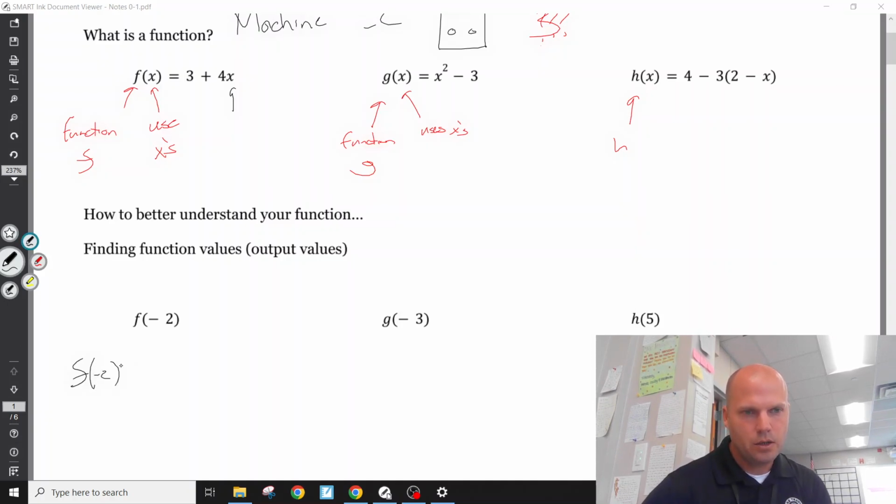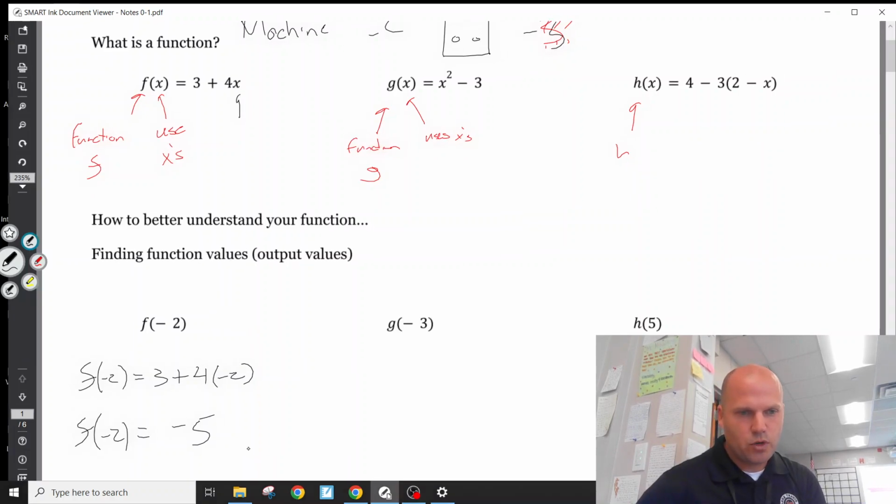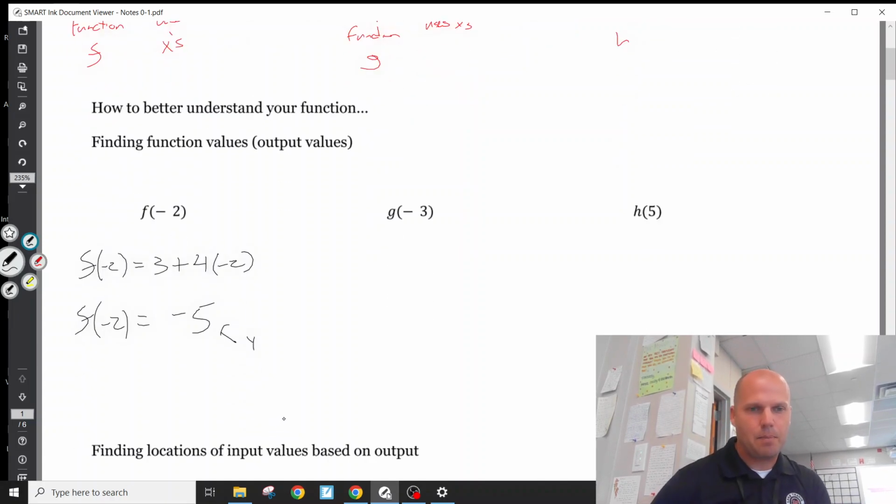So I got 3 plus 4. Instead of using x, I'm going to use -2. And then what we find is that this can be simplified. I'm going to keep the left side here, like f using -2 becomes -8. -8 plus 3 is -5. And this is the value that comes out of my box. We call this typically like a y value, or a function value, or an output value.